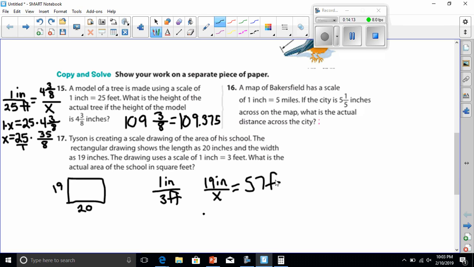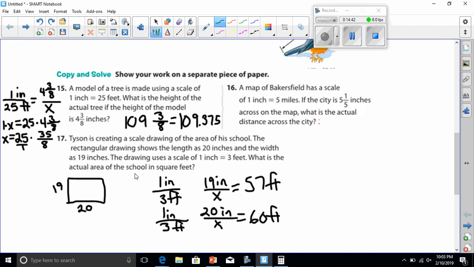And the next one should be pretty easy because it's 20. And again, we got 1 inch over 3 feet. This time we got 20 on top. And if I was to look for it in feet, this time it's 3 times 20. That's going to be 60. I don't need to put that in my calculator.